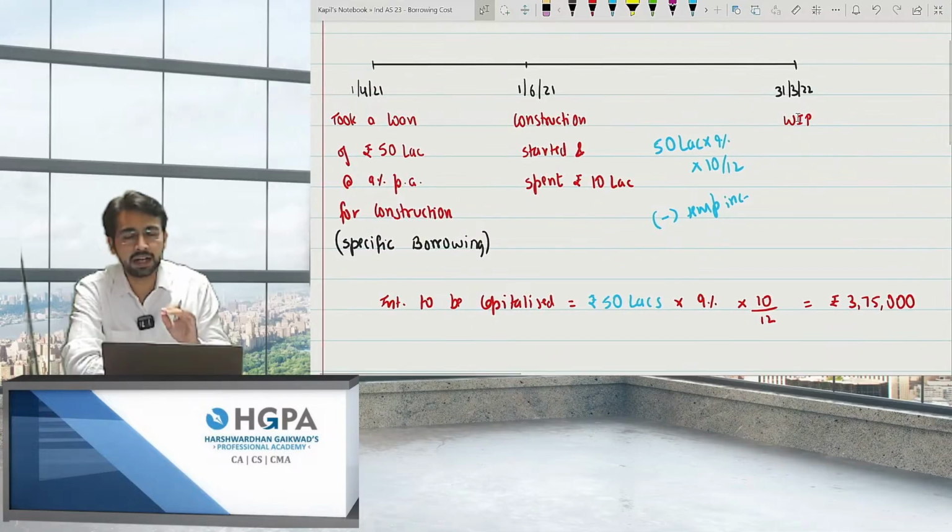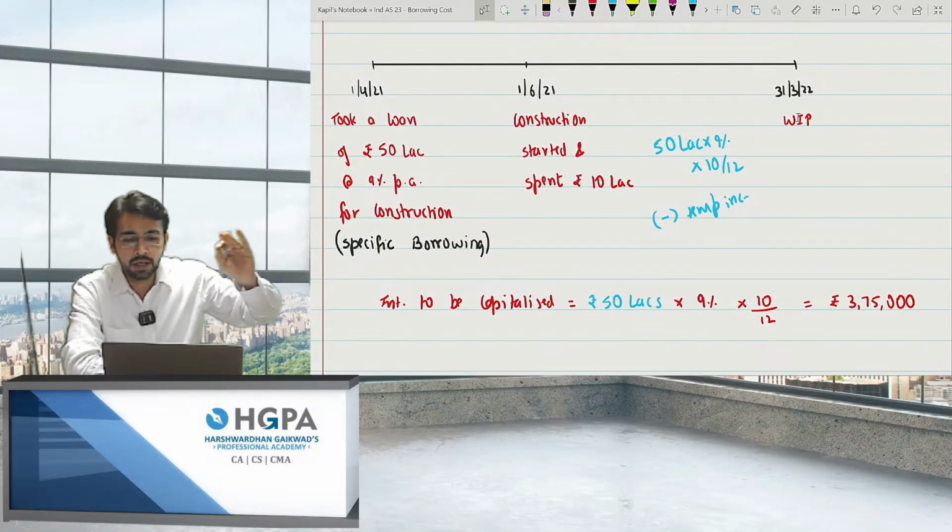The loan was 50 lakh into 9%, but it will start capitalizing on 1/6, right? Not from 1/4. Why not 1/4? Because the construction was started at a later date. I did not take 10 lakh because it was specific borrowing. The entire amount is to be taken, not the expenditure amount, right?